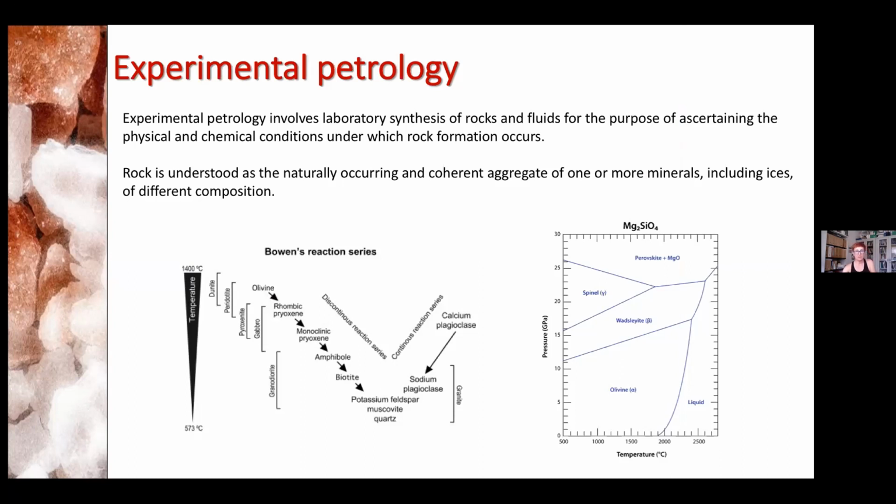As you can read, experimental petrology involves laboratory synthesis of rocks and fluids for the purpose of ascertaining the physical and chemical conditions under which rock formation occurs. Here, rock is understood as a naturally occurring aggregate of one or more minerals, including ices of different composition. So applied to the icy moons, we call this field of research specifically experimental ice petrology.